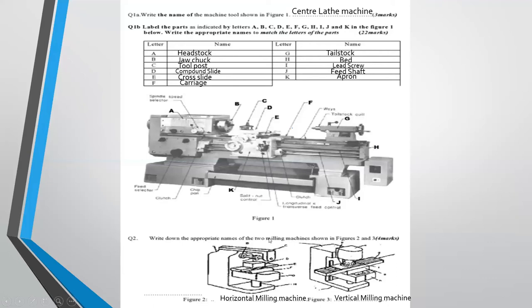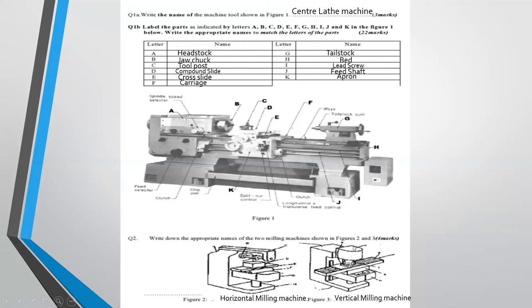So let's go to our next question. Write the appropriate name of the milling machine. This is a horizontal milling machine, and this is a vertical. I always tell you, you use the head of the milling machine to determine if it's a horizontal or a vertical.